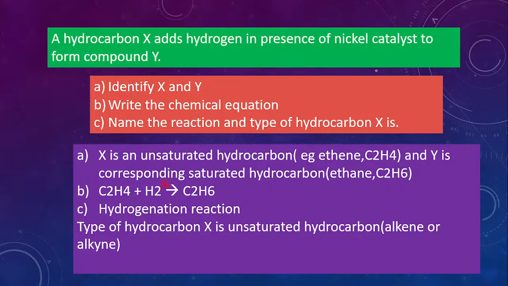So always remember where hydrogenation is used. We use it in formation as well. If you have to convert an alkene or alkyne to an alkane, you will go for hydrogenation. What happens in the hydrogenation process? Hydrogen is added, and whenever you add hydrogen, you have to use a catalyst to speed up the reaction. That is the role of a catalyst. So here you can use nickel or platinum.